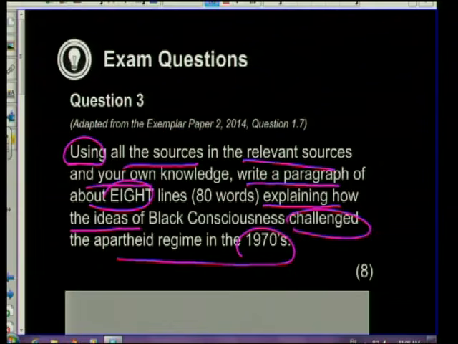Remember also, when examiners mark a paragraph question, you don't get a mark for every point you mentioned. A rubric is used. That will be provided for you in the memo, and it will give you an idea of how it is marked.